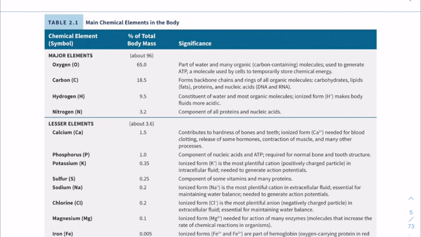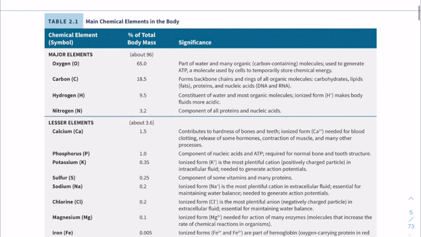We have sulfur. There's vitamins and many proteins in that. Sodium. Sodium is another chemical used to generate action potentials. We have chlorine that helps maintain water balance. Magnesium is needed for enzymes. Magnesium is also a natural muscle relaxer, so it helps kind of relax your muscles. And iron. Iron is found a lot in your blood. It's part of the hemoglobin that helps hold on to oxygen or carbon dioxide.